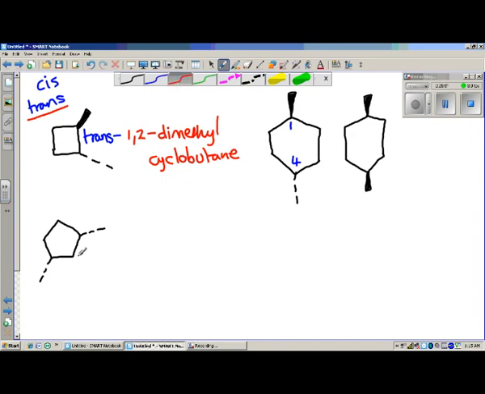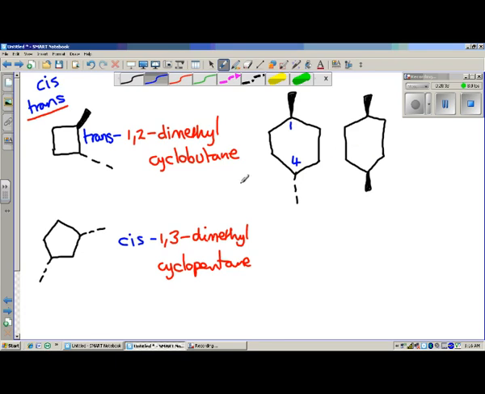Now if we were to go down here, this isn't cyclobutane anymore, this is cyclopentane, but the idea is the same. We still have two methyl groups. They're not 1,2 anymore, they're 1,3 now. 1,3-dimethyl cyclopentane. But in this case, the two groups are pointing in the same direction. So therefore, cis.